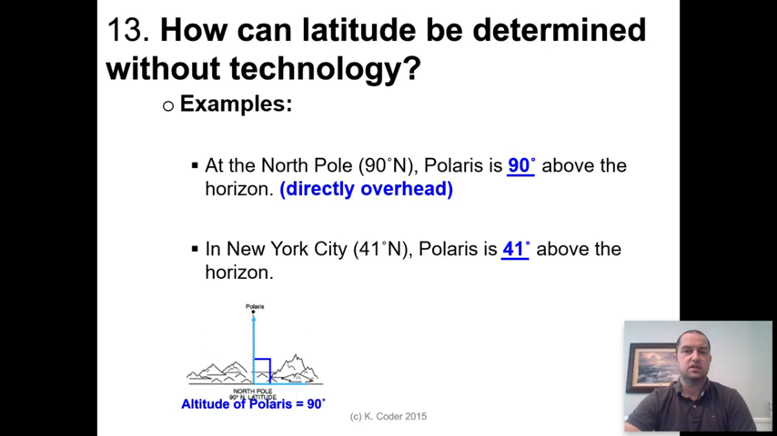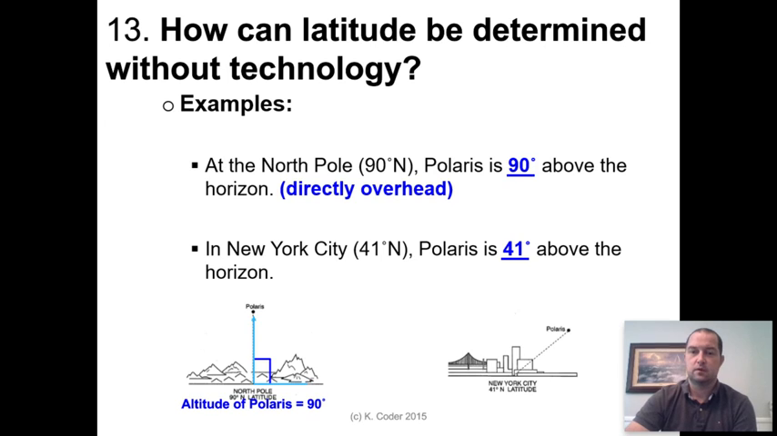Now, if I was at New York City, I'm at 41 degrees north latitude. Polaris will be 41 degrees above the horizon. Do you guys see the trend here? In the northern hemisphere, your latitude will be equal to the degrees that Polaris is above the horizon.